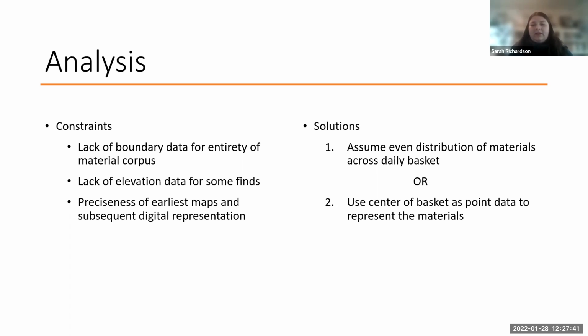However, any clustering of materials such as flint or bone within these daily baskets were often not recorded on a map, even if they're mentioned in the daily written field notes. So therefore, there are 2 routes to take when I'm looking at data and analysis. So I can either, 1, assume that there's an even distribution of materials across the daily basket, or 2, assign the center point of the basket as the location of all of these materials.